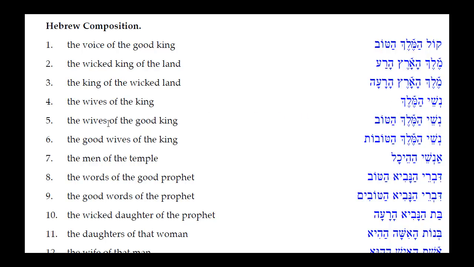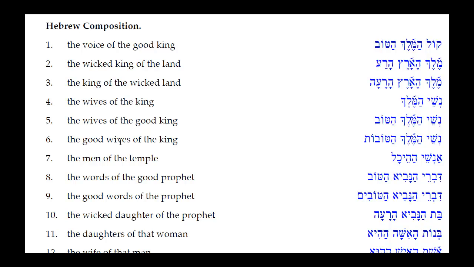Again, on number 5, we have the wives of the good king. So we're going to add an adjective to the absolute noun, and all we would say is Neshe Hamelech Hatov. The adjective comes after the noun that is modified. And remember, if we had a demonstrative adjective, which we'll probably get into some in the homework here, it would come after the adjective. If we want to say the wives of that good king.